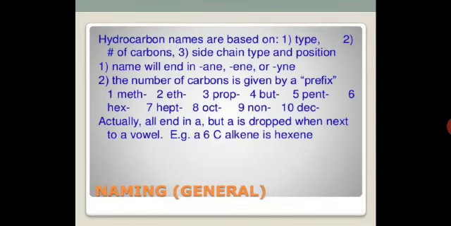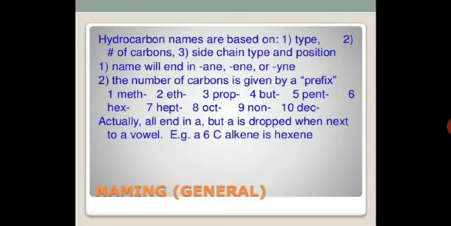Now, let's go on to the naming, which is quite tricky. In naming, we realize that the names are based on the type of carbons, the side chains, and the position. Most of the names will be ending in ANE for the alkanes, ENE for alkenes, and YNE for alkynes. The number of carbons is given by a prefix.